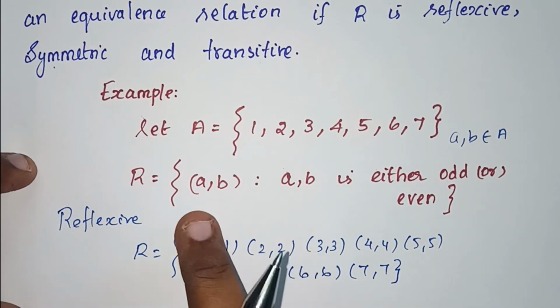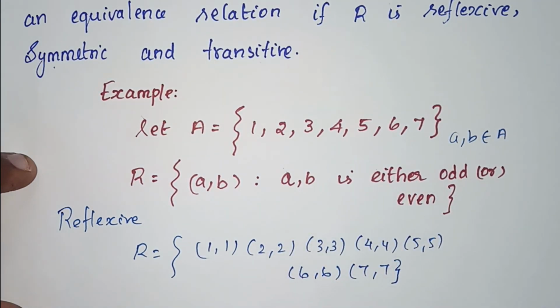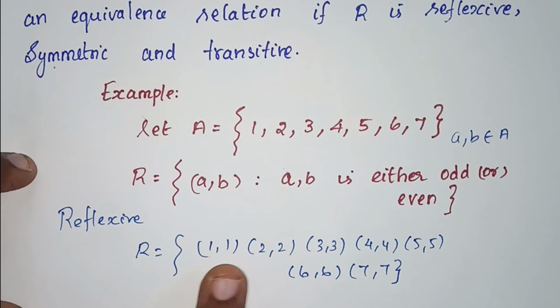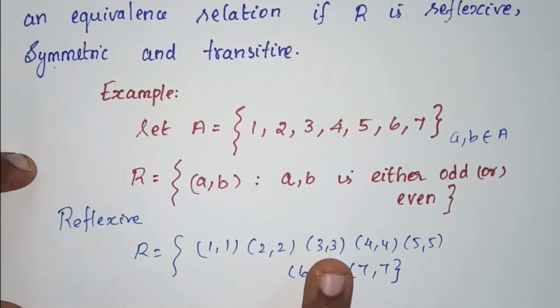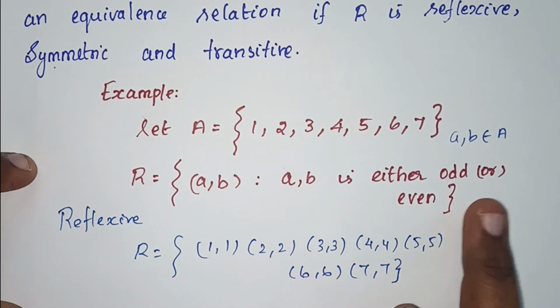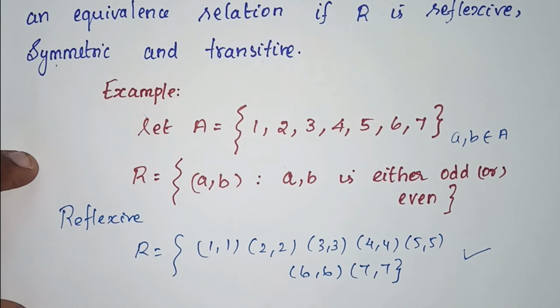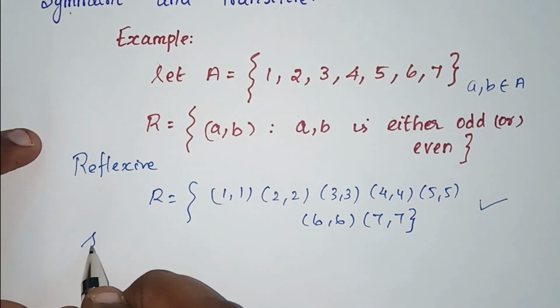So the relation we are given is A comma B is either odd or even. So 1 and 1, this is odd. 2 and 2, this is even. This is odd, even, this is odd, even. So this relation satisfies this condition, right? So this relation is reflexive. Next, symmetric.